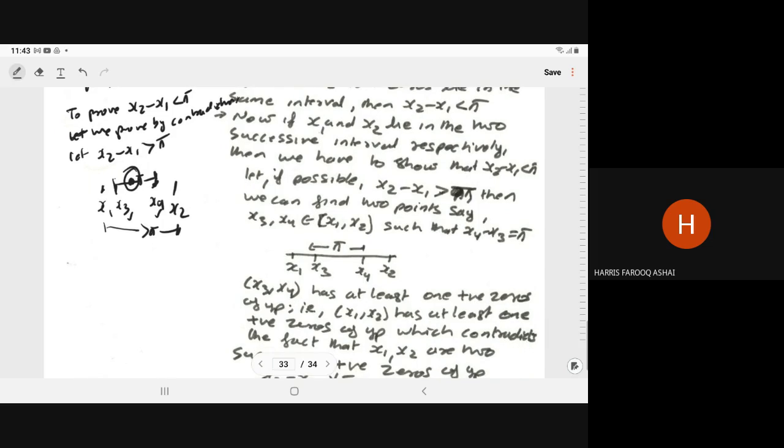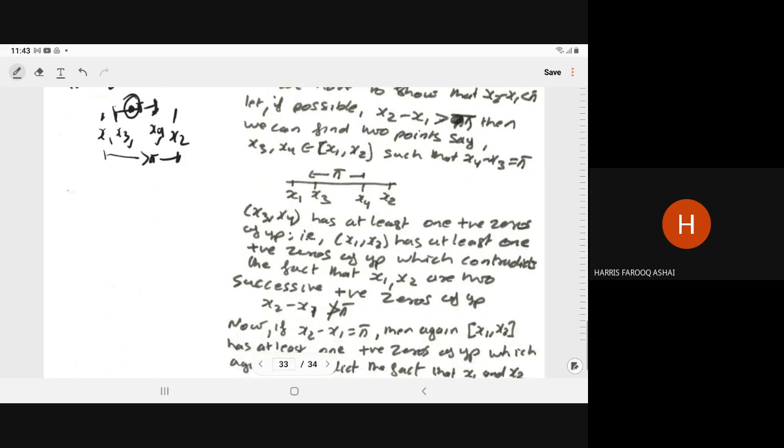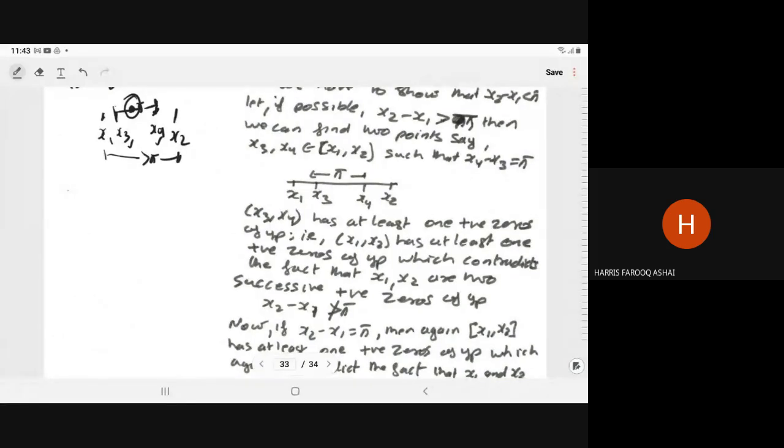Since x4 minus x3 is of length pi, by theorem 25c, for p greater than or equal to 0 and less than half, in the interval x3 x4 of length pi there must be at least one positive zero of yp. This implies that x1 x2 has at least one positive zero of yp, which contradicts the fact that x1 and x2 are two consecutive or successive positive zeros of yp. This implies that x2 minus x1 cannot be greater than pi.